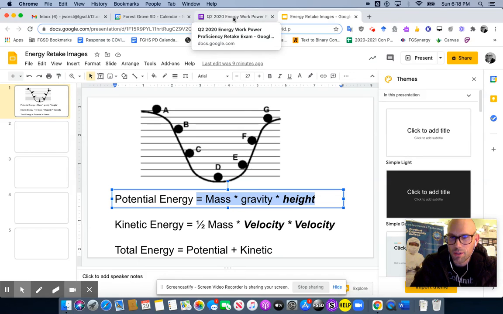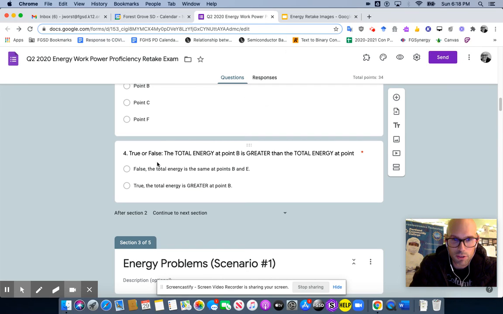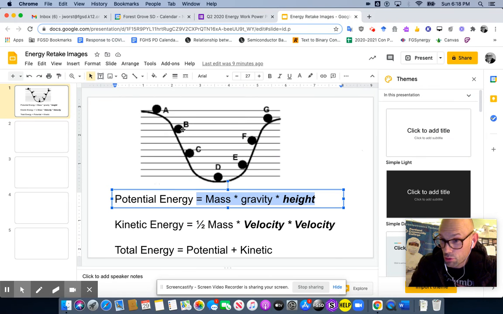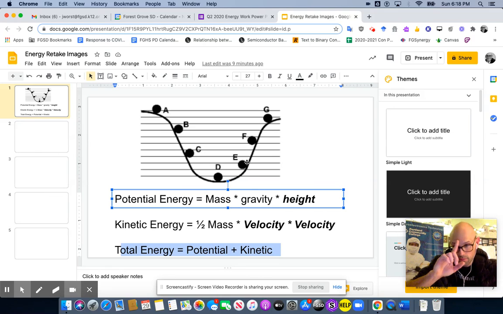No, it's not asking you which point has the most potential energy. It says true or false. The total energy at point B is greater than the total energy at point E. So right here, is that true or false to say that B has more total energy? Remember, total energy is potential plus kinetic than point E. True or false? Does this have more energy, total energy, than this?